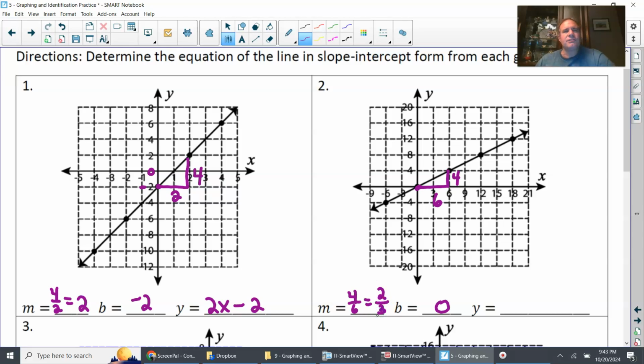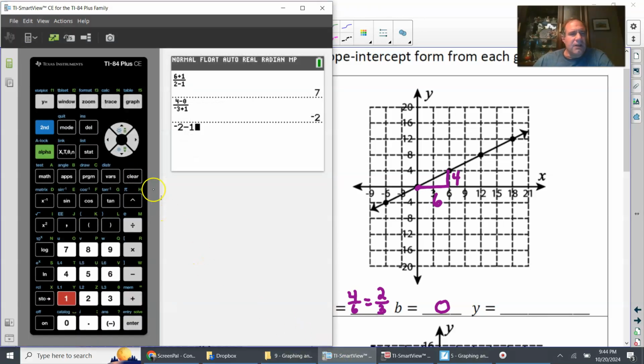And you could do that just by putting it into the calculator. If you have 4 over 6, you could grab the calculator. You could just do 4 over 6, just like that. That's alpha x. You bring up the fraction symbol, just like that.